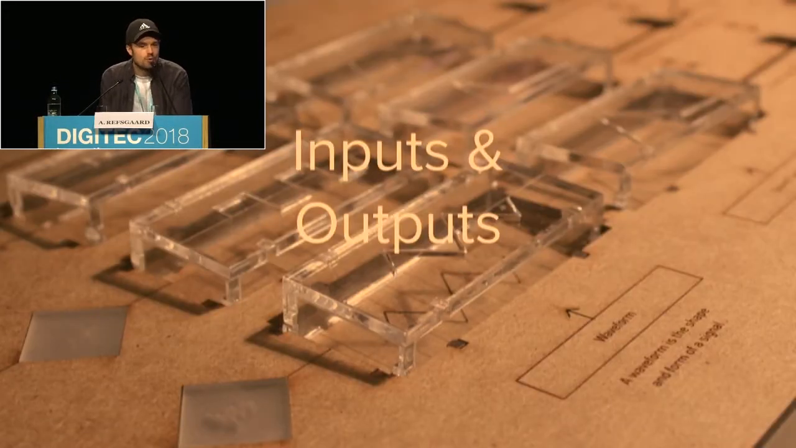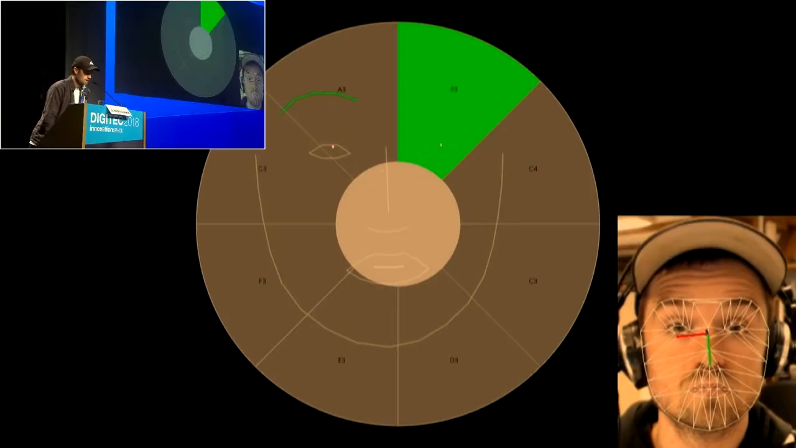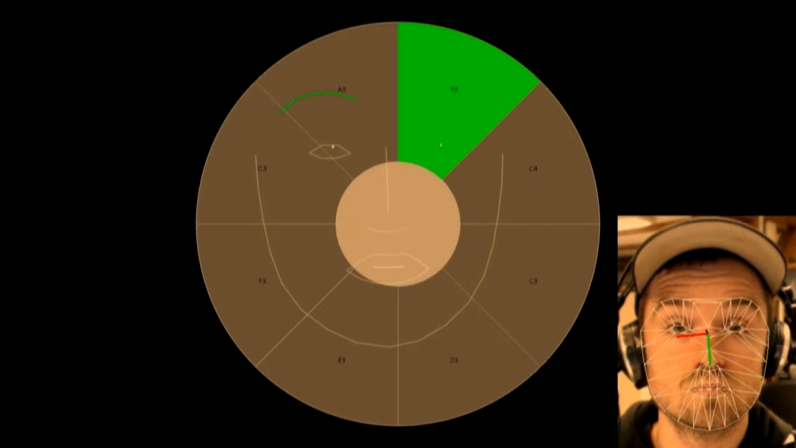A lot of my work deals with very unconventional mappings between inputs and outputs. Essentially, a lot of the projects can be boiled down to something as simple as something you control with something else. I'm going to give you 3 examples of those from when I was a student. My first project is called Eye Conductor. I made it as my thesis project. Let's just see it. And we need sound for this one.